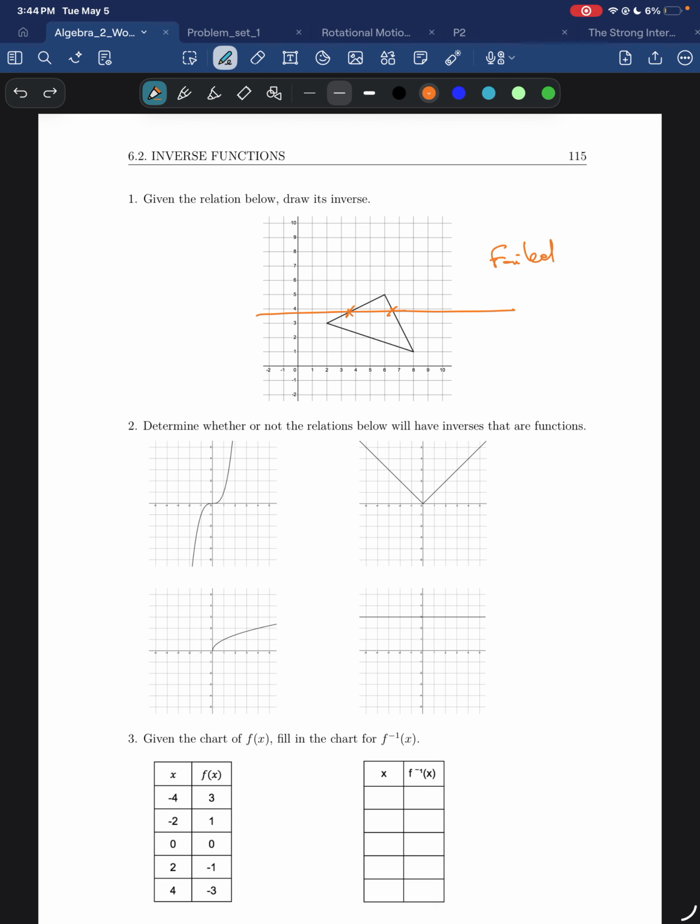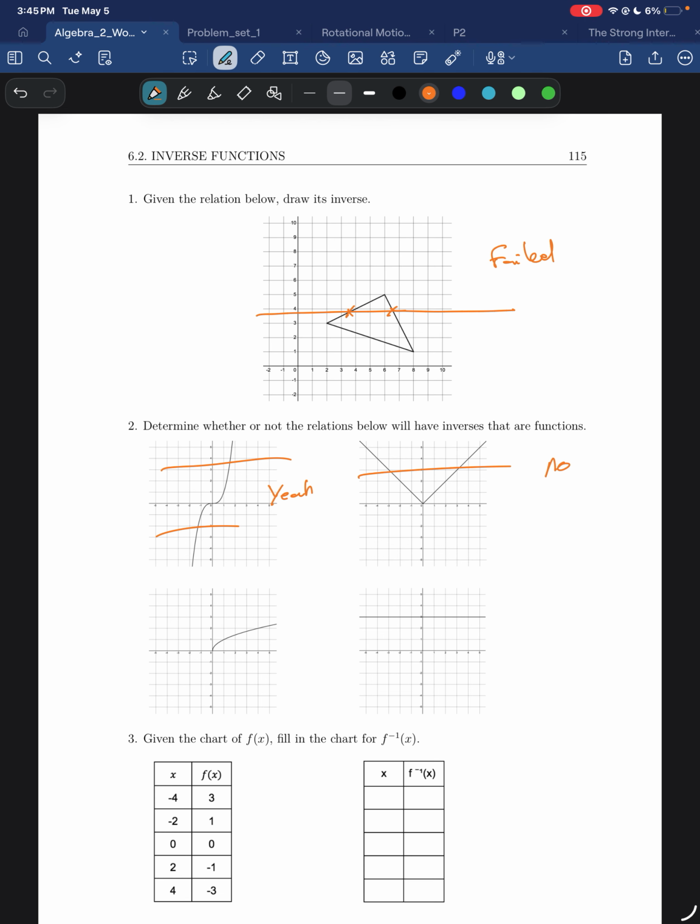All right. So we say determine whether or not the relations below will have inverses. Do you know what relations mean? A function is a relation. A relation is just any relationship between x and y. But anyway, if a function will have an inverse, it has to pass the horizontal line test. That's very simple. So yeah, this one will be good.